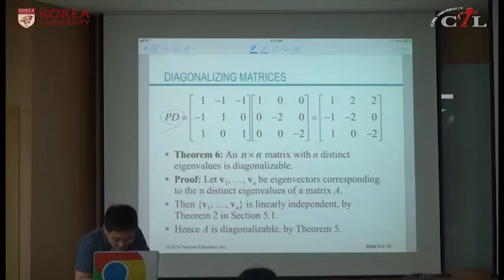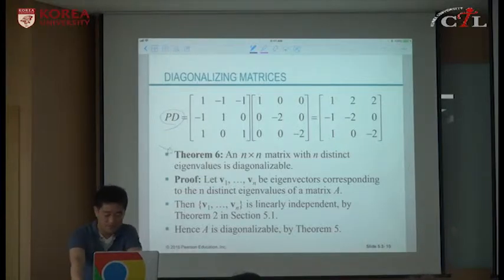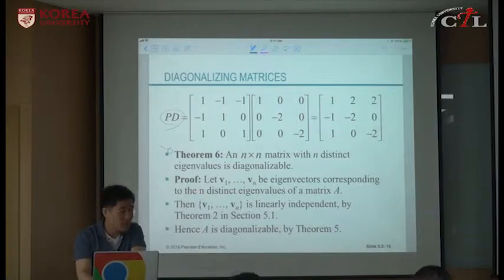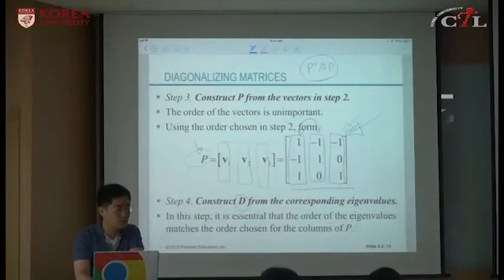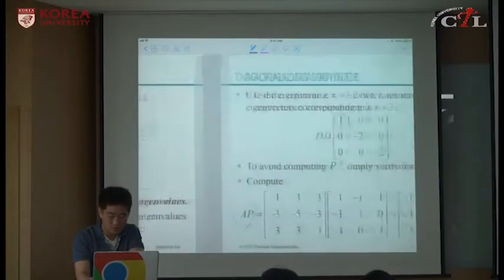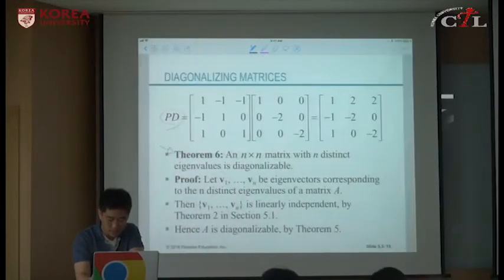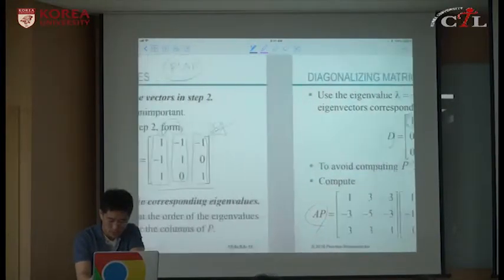Okay, let's move on to the next theorem, Theorem 6. Let's think of this special situation where you have n distinct eigenvalues. How can we understand this situation? Let's look at this example.